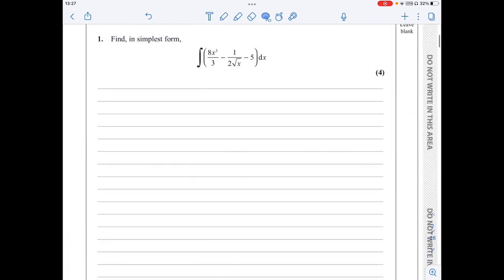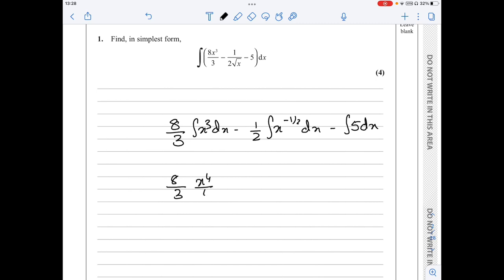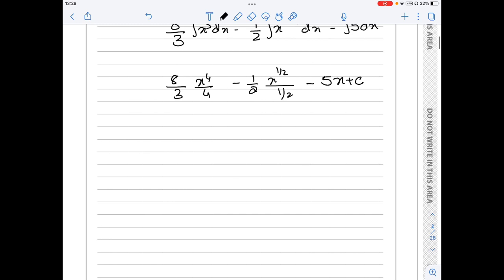So first question, 8/3 integral x³ dx minus 1/2 integral x^(-1/2) dx minus integral 5 dx. So it becomes 8/3 times x⁴/4 minus 1/2 times x^(1/2)/(1/2) minus 5x plus c. Further simplification should get you the answer as 2/3 x⁴ minus x^(1/2) minus 5x plus c.